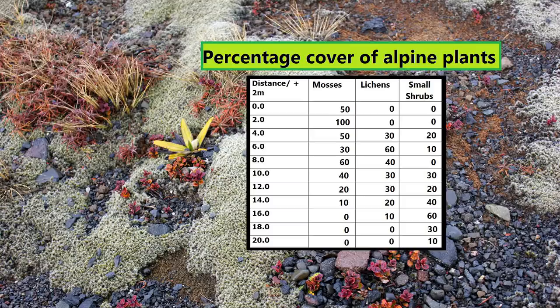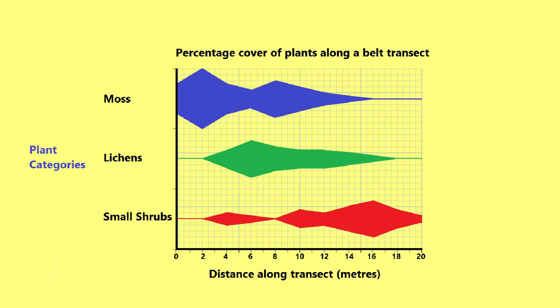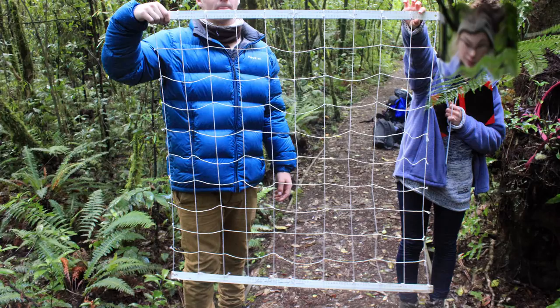If you choose to present your diagram as percentage cover, allow 10 centimeters width. Again, remember to divide the 10 centimeters by 2, so 5 centimeters width on either side of a center line. This is useful for displaying mosses, lichens, and smaller shrubs. These require interrupted transects with quadrats centered over each 2 meter interval.